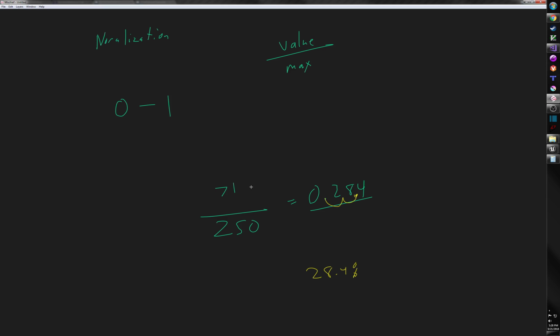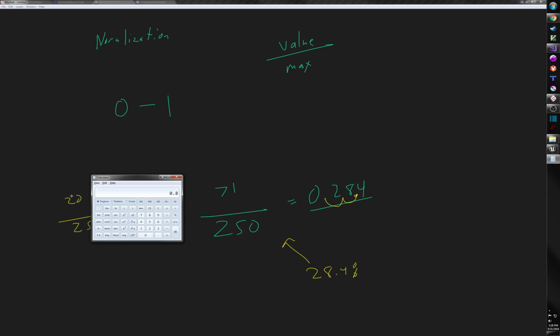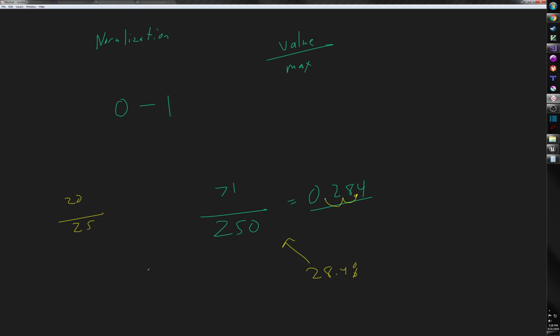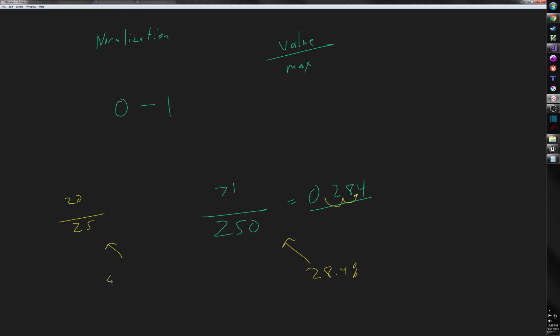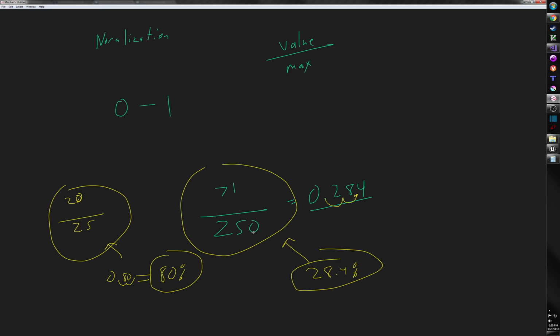If this is one weapon that has a maximum ammo of 250, and I have 71, which is 28.4%, and maybe I have a rocket launcher that has a maximum capacity of 25 and I have a much lower value, like 20, we can go back to our calculator and say 20 over 25 is 0.8. That's the same as 80%, because if I move this over 2 spaces, that's 80%. So which has less ammo right now? This one has physically less ammo, but I'm at 80% for my rocket launcher and 28.4% for my machine gun.